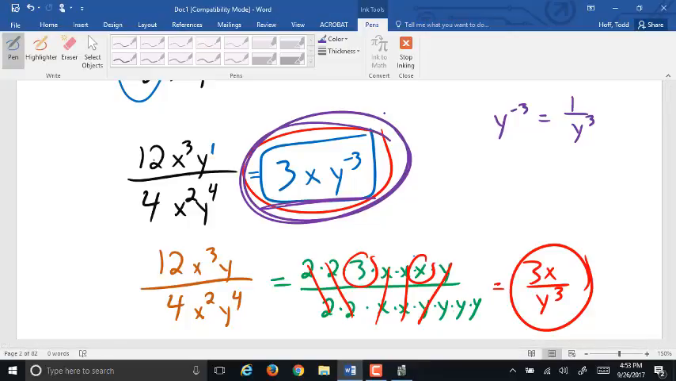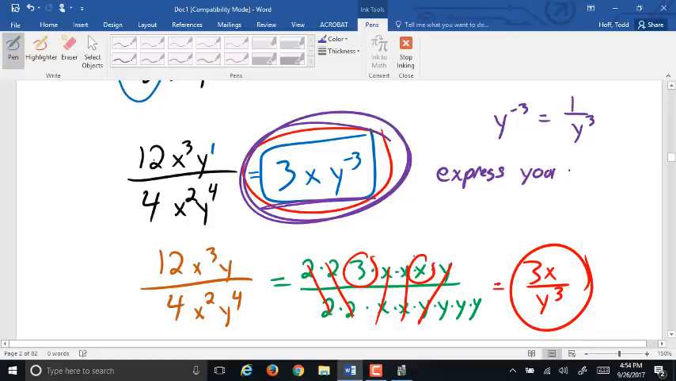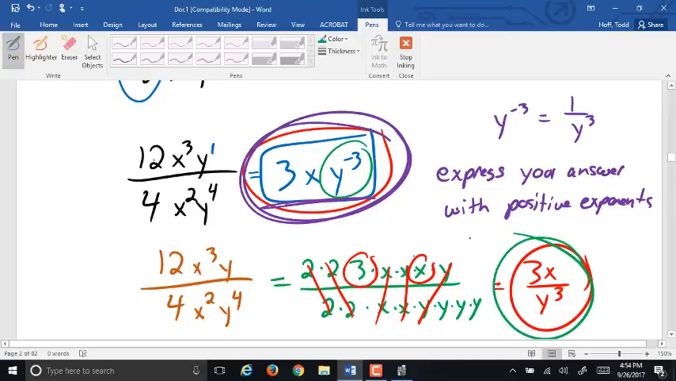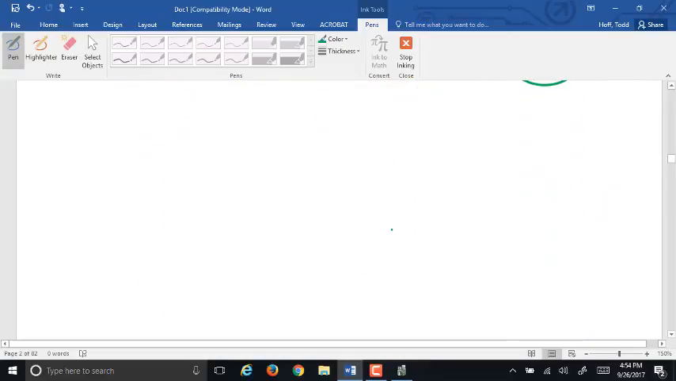But in my math lab, they may ask you to express your answer with positive exponents, or as positive exponents. So in order to do that, to make that y to the negative 3 a positive, we have to do its reciprocal, so it goes on the bottom of a fraction. Let me give you another example of that.